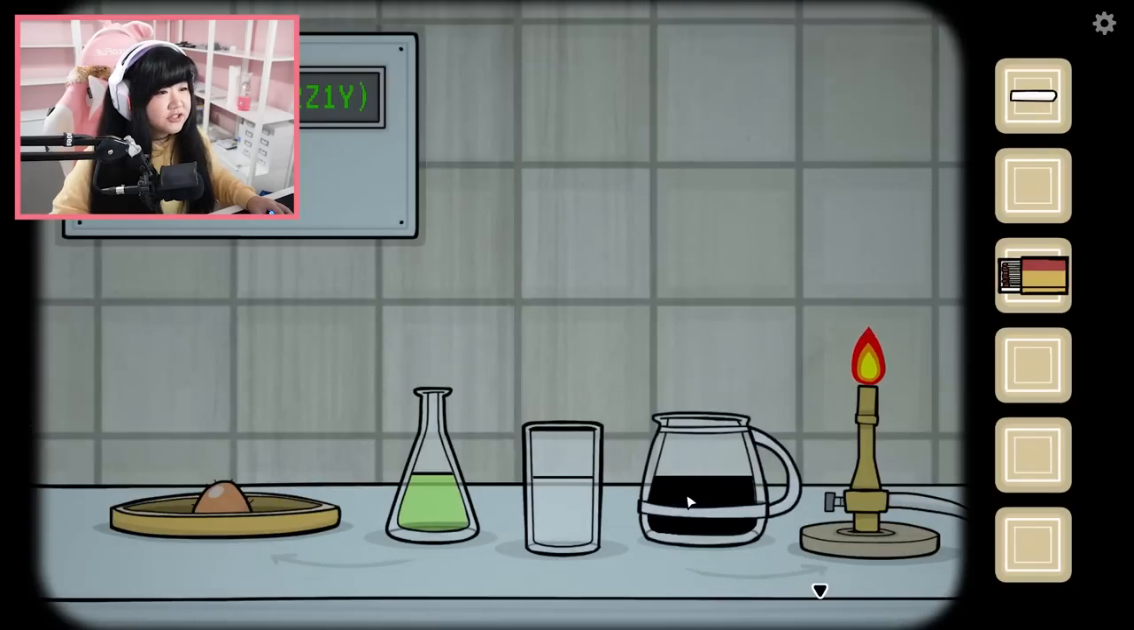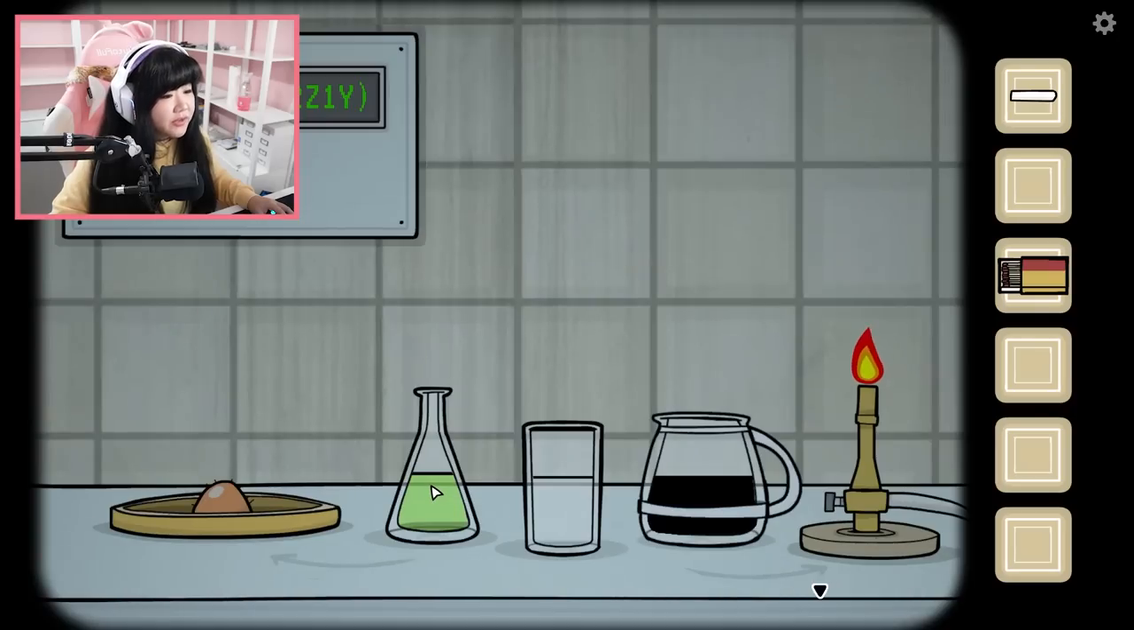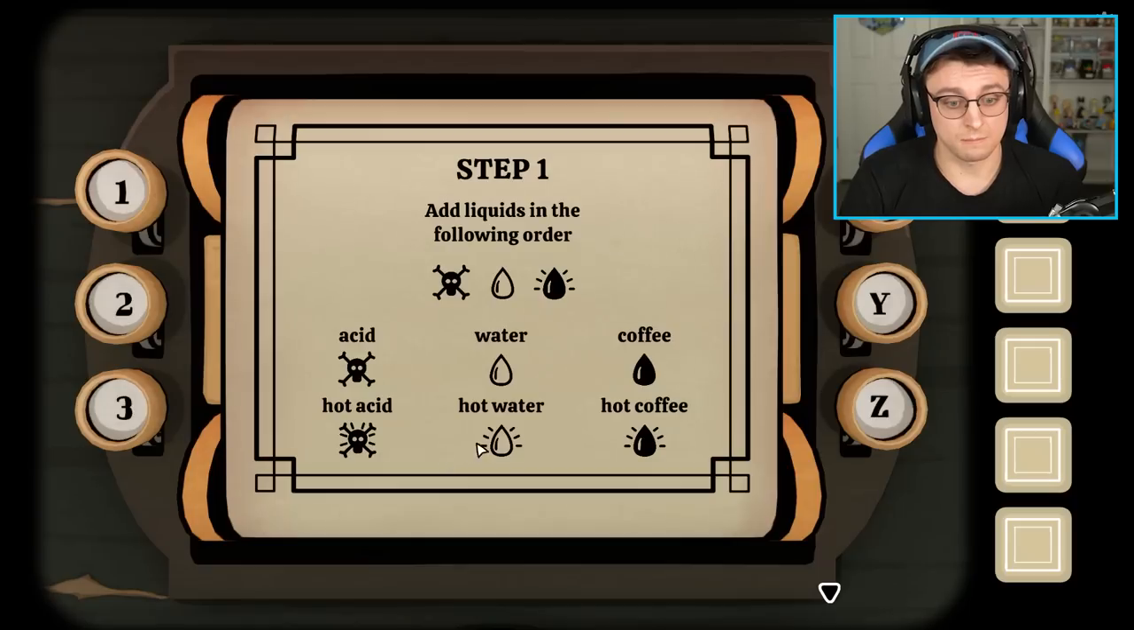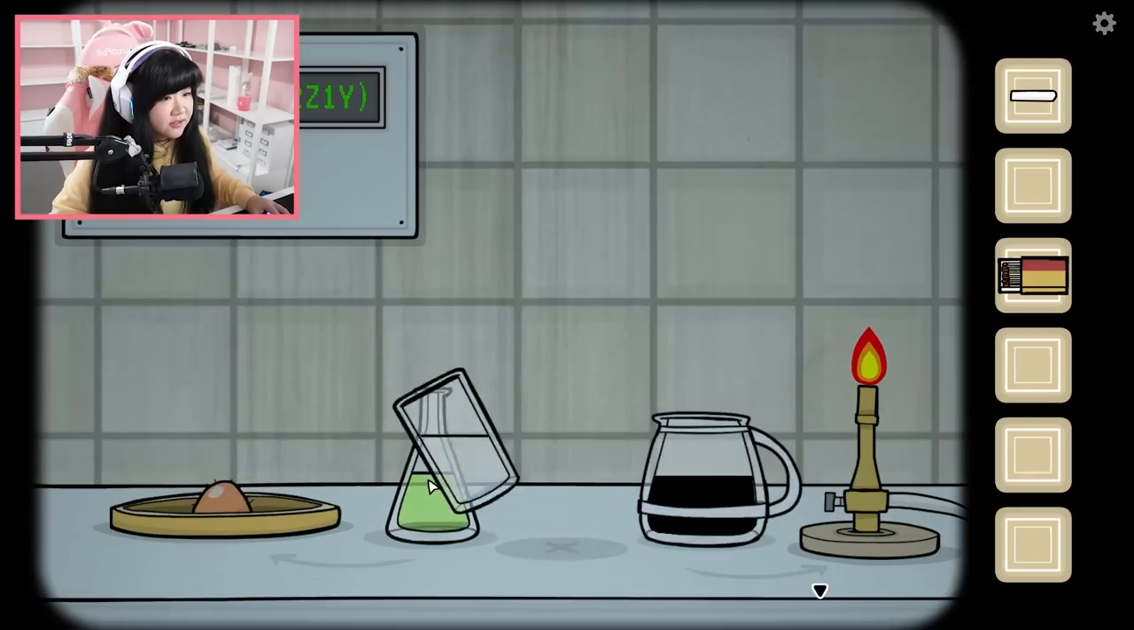Oh, I think I put too much. How much acid do I need to put in? It doesn't say how much. Just make sure it doesn't have bling, because then it's hot acid. It's gotta be cold acid, just skull and crossbones. Do I need to heat it up? No, the acid's gotta be cold. And then water? Cold water, so no bling. And then hot coffee. Okay. Acid, water.